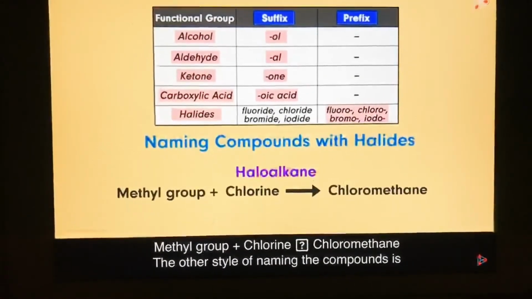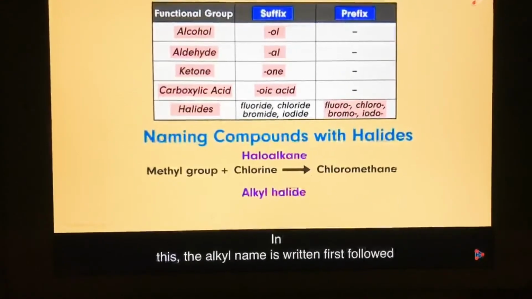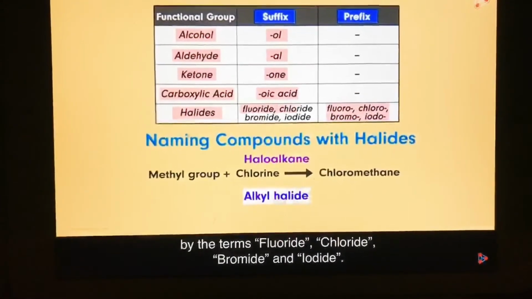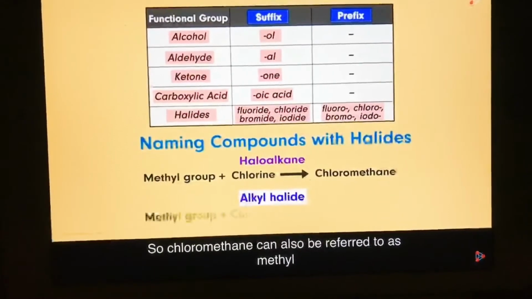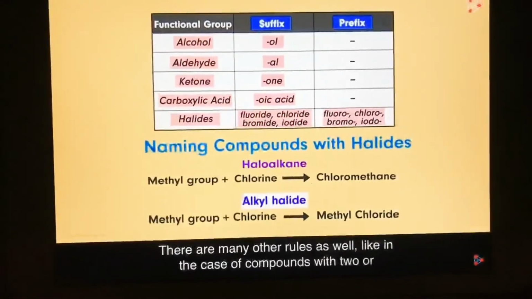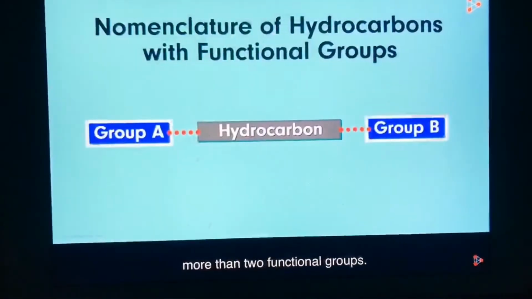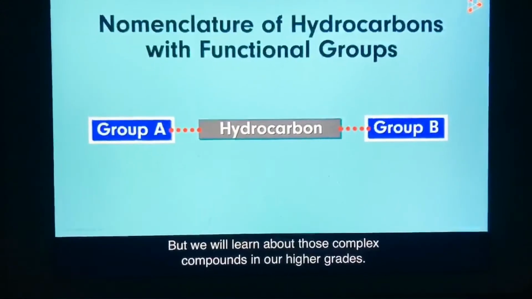The other style of naming the compounds is called the alkyl halide style. In this, the alkyl name is written first, followed by the terms fluoride, chloride, bromide and iodide. So chloromethane can also be referred to as methyl chloride. There are many other rules as well, like in the case of compounds with two or more functional groups. But we will learn about these complex compounds in our higher grades.